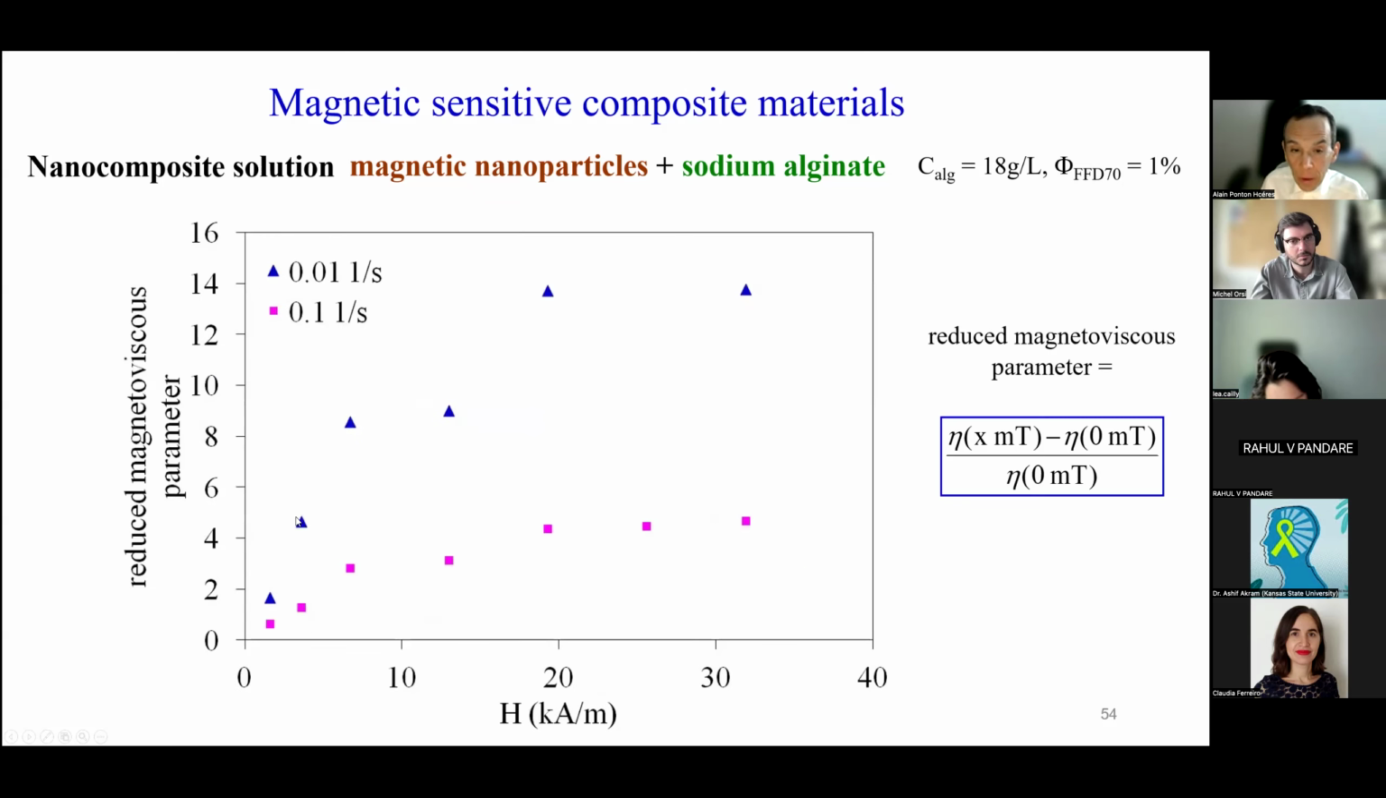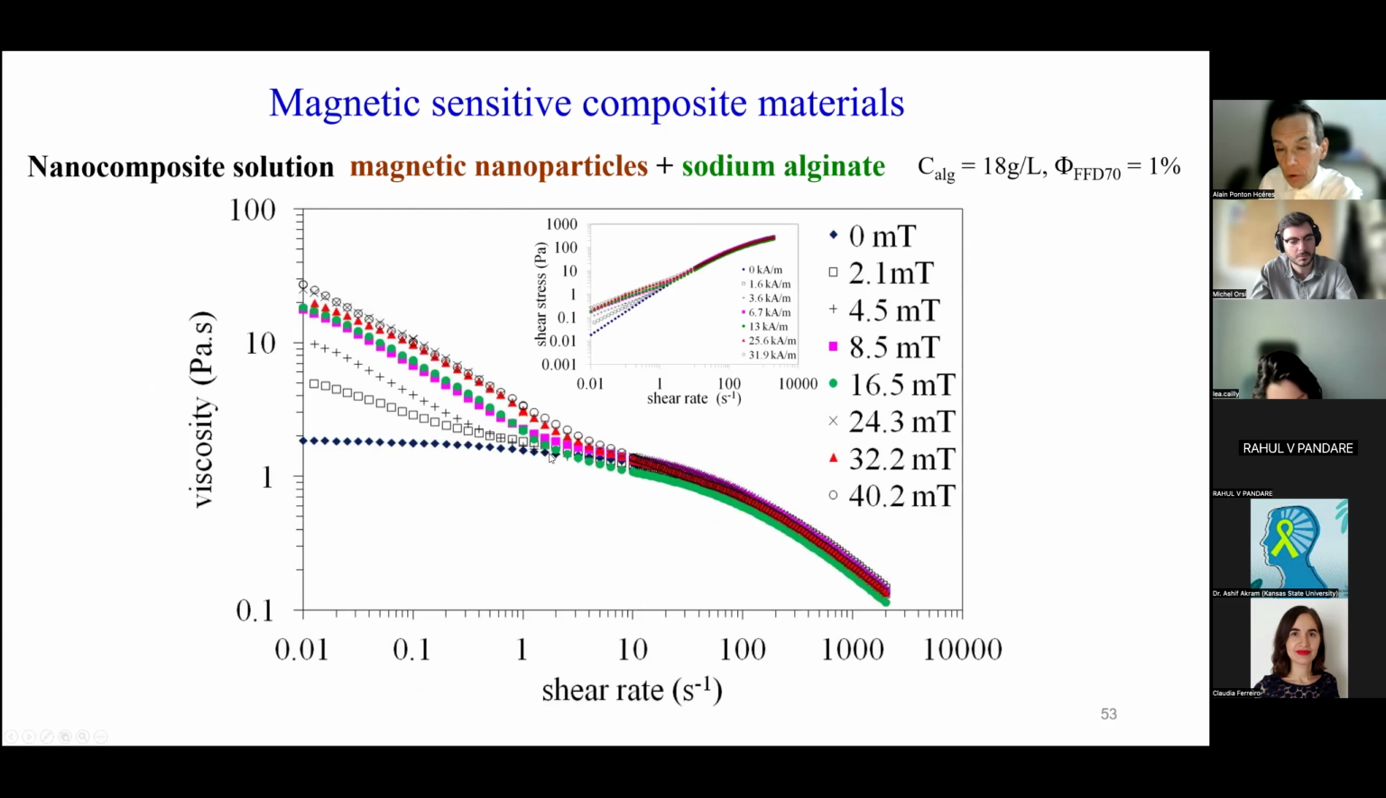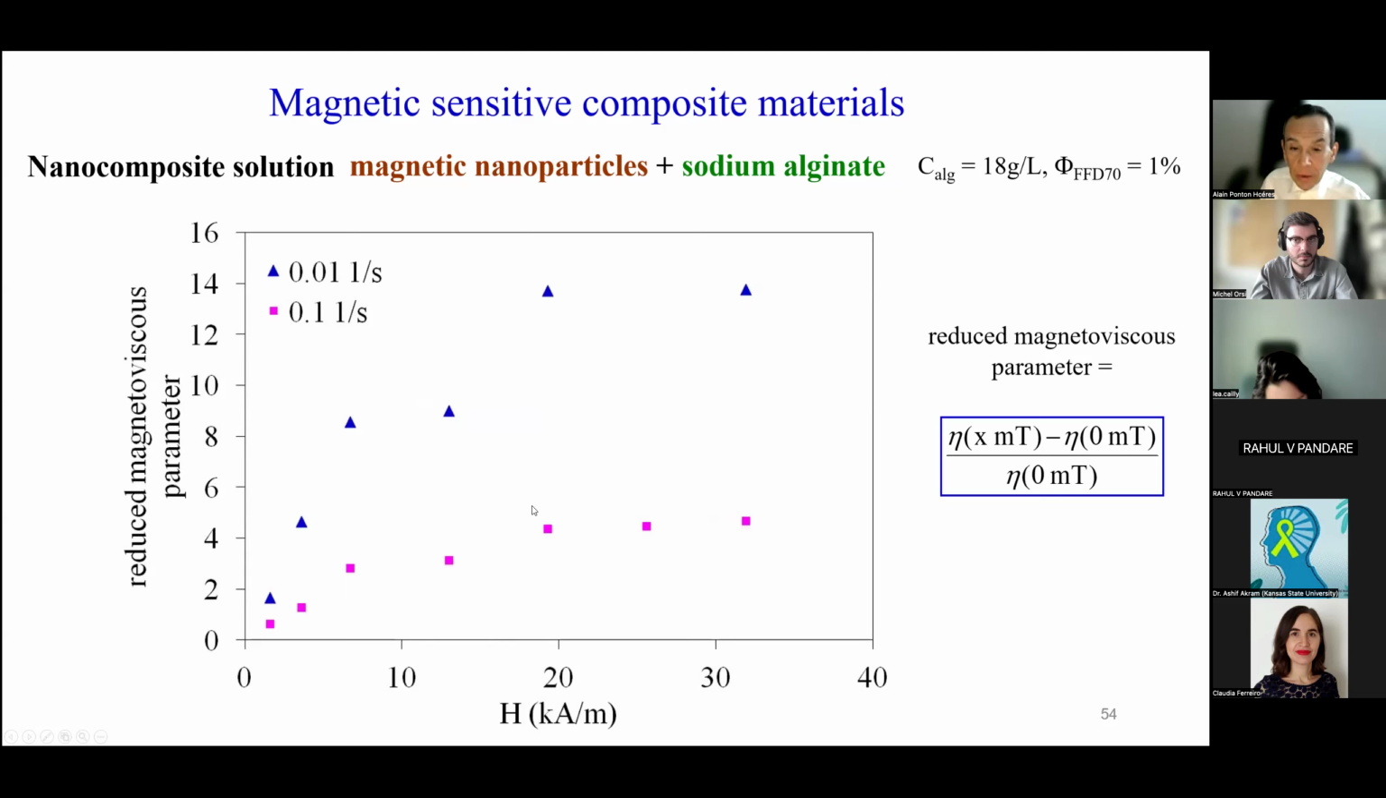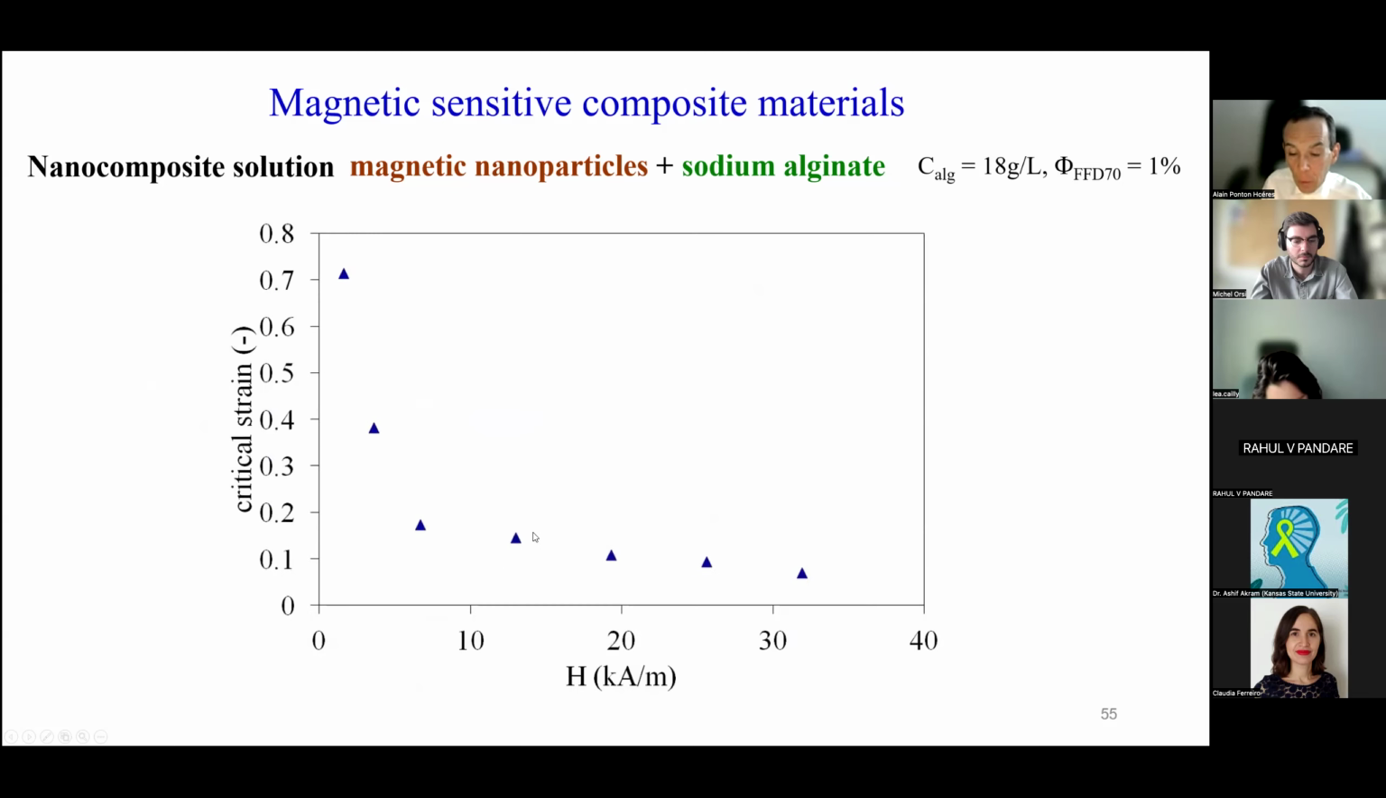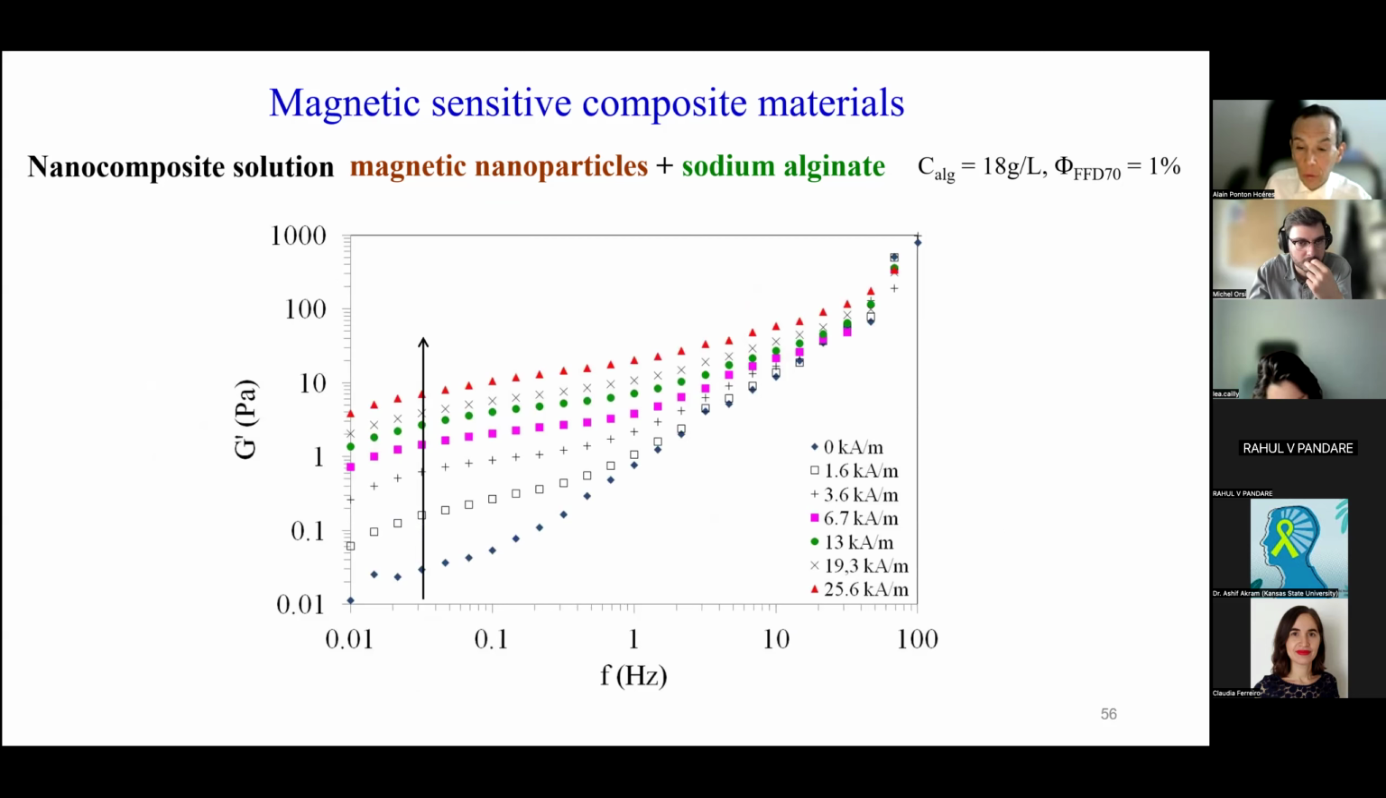And in the same way, the critical shear rate between the Newtonian region and the non-Newtonian region decreases when you increase the magnetic field. And for viscoelastic measurements, you obtain results in good agreement. Here, by oscillatory measurement, by plotting the elasticity as a function of frequency for the different magnetic fields, you observe an increase of elasticity.